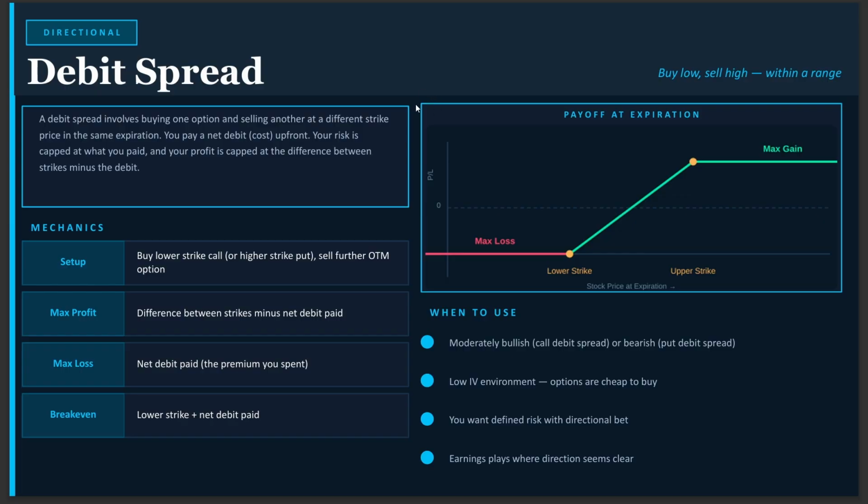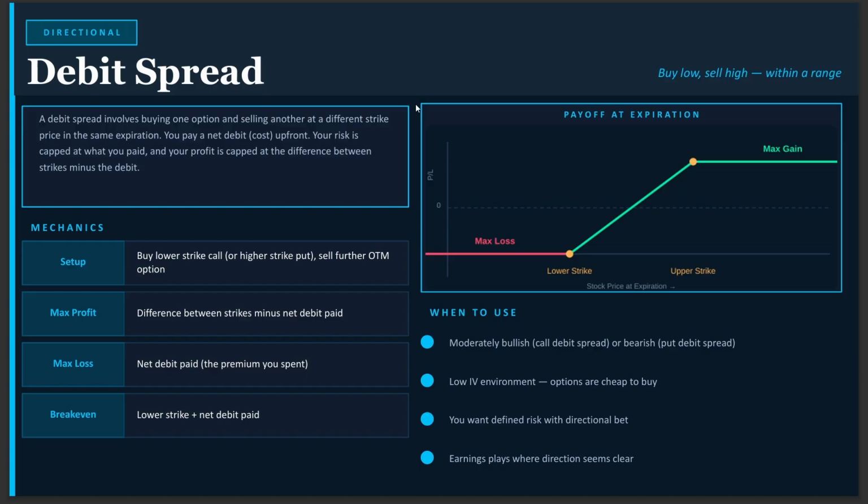All right. So debit spreads. A debit spread is just involving buying one option and selling another at a different strike. Typically, you're looking to buy an option closer to the money and you're looking to sell an option further from the money. The risk is what you paid for both those options, and your profit is capped at the difference between the strikes minus the debit.